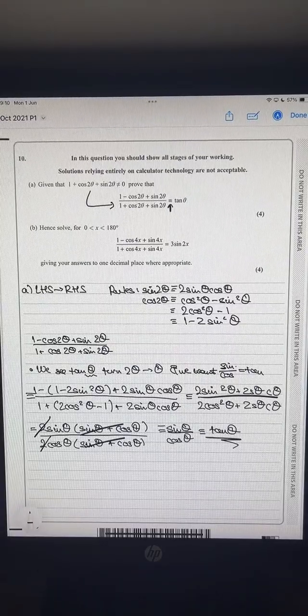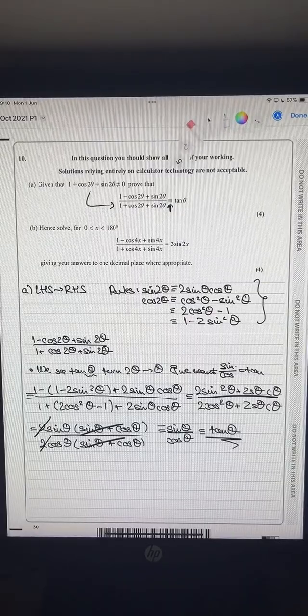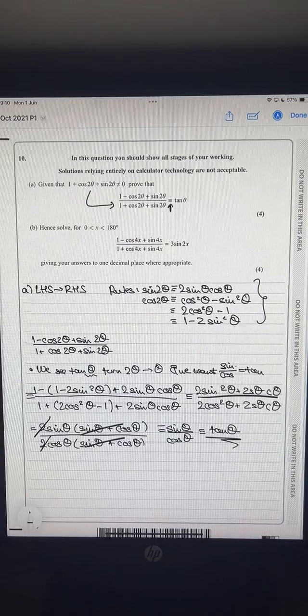But yeah, so the way I would do this is I would write out my rules at the start. You saw how much easier that made life for me. And then I just see, okay, what am I trying to get to? And then just think of the ideas you need to do to get there. Awesome. So that is part A. Hopefully that makes sense, everyone. And now we're going to move on to part B, hence solve.